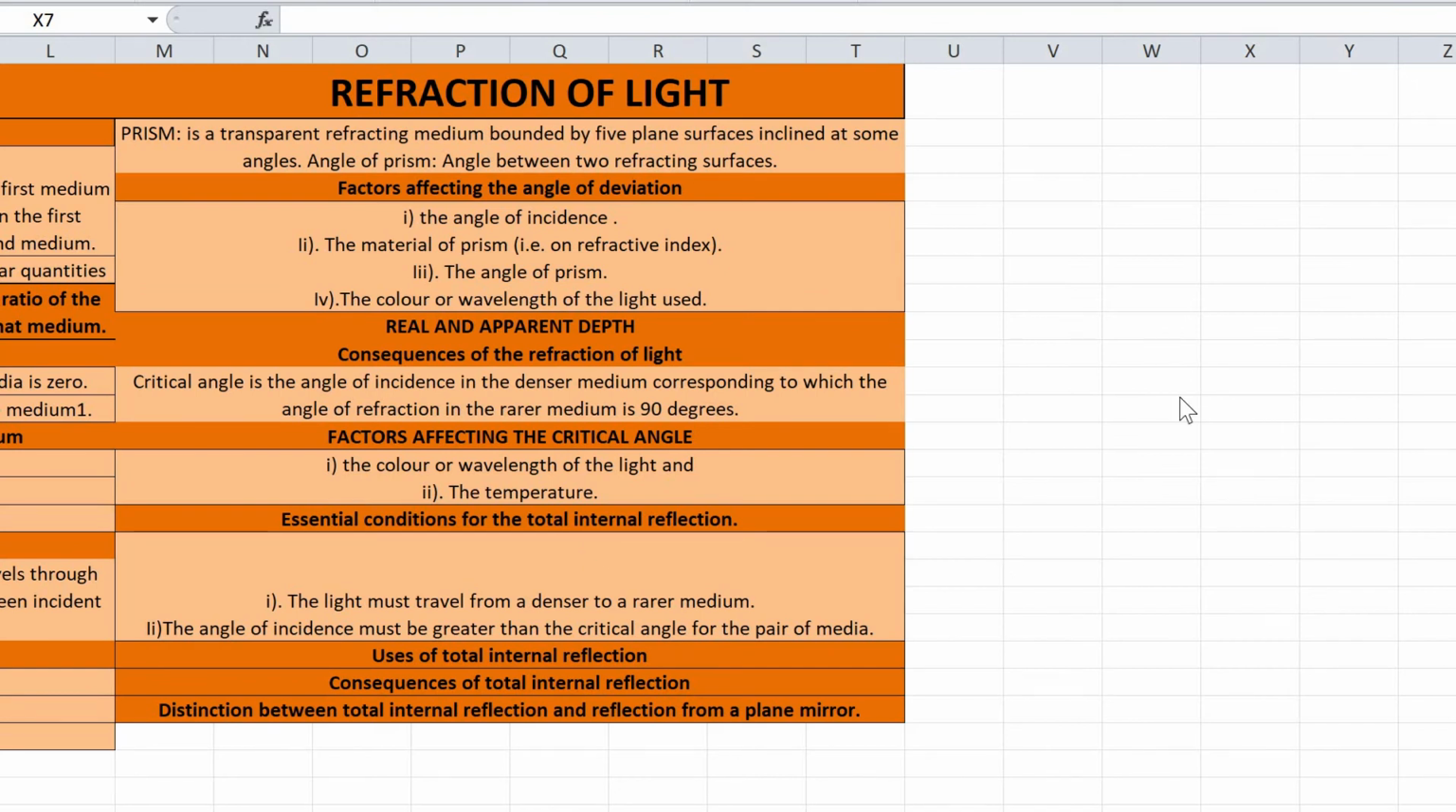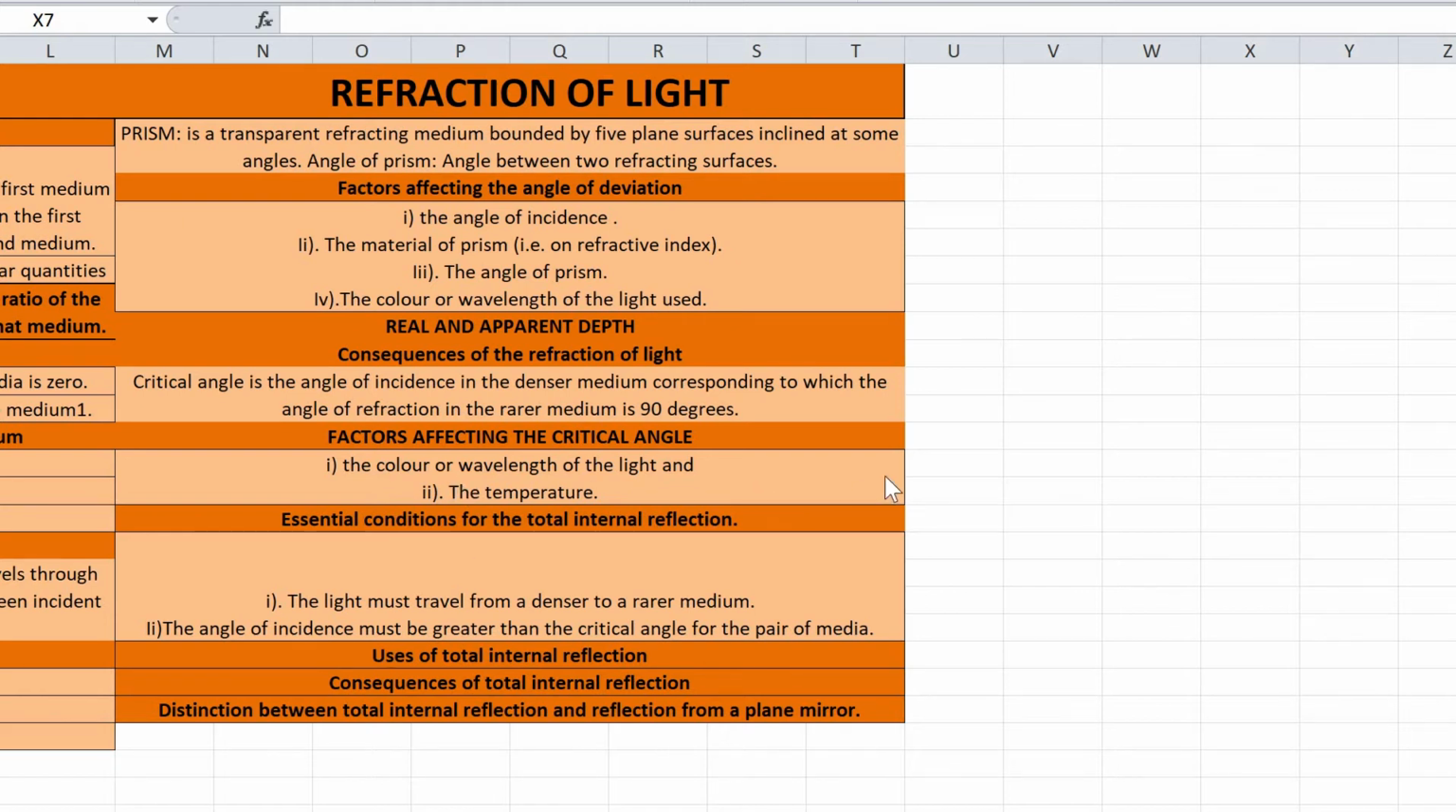We'll try to understand what is critical angle and total internal reflection. Critical angle is the angle of incidence in the denser medium, corresponding to which the angle of refraction in the rarer medium is 90 degrees. And the factors which affect the critical angle are the color or the wavelength of the light and the temperature.